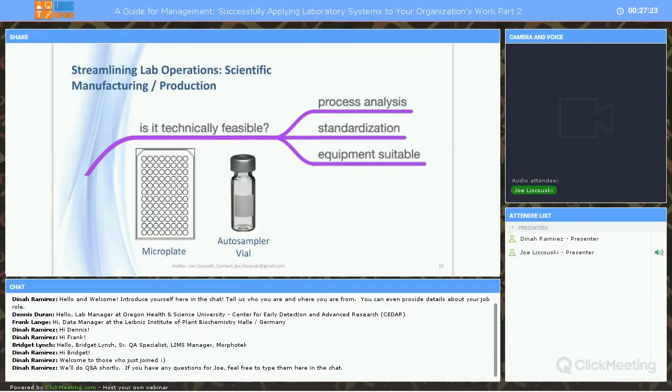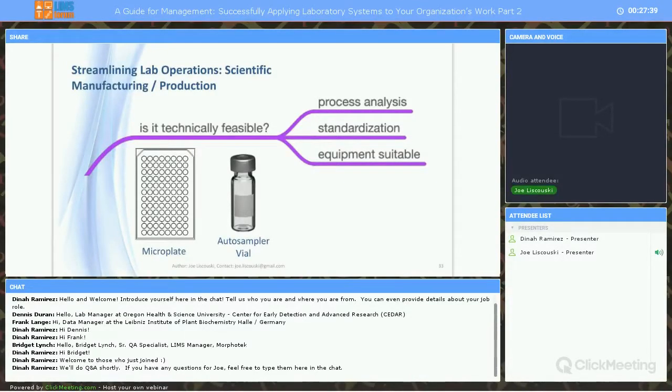Process analysis is just one key point. We need someone who's qualified for this work, who can study the process and see if there are any technical roadblocks to automating the system. Those roadblocks can include equipment issues, materials handling, and so on.